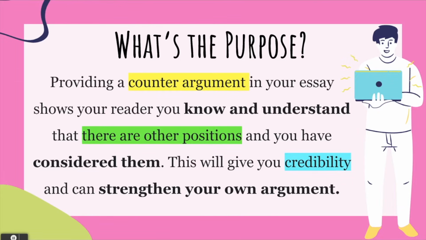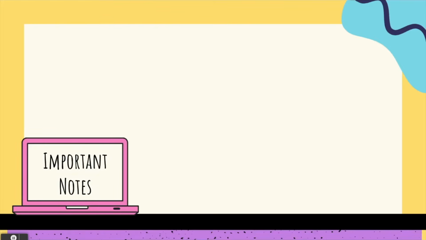What's the purpose? Why do we have to put someone else's argument? Isn't this all about your position? Well, providing a counter argument in your essay shows the reader you know and understand that there are other positions, and you have considered them. This will give you credibility, and it can strengthen your own argument because you can point out what the other side is saying and then say, yeah, but this is why they're wrong, or this is why my side is better, my opinion's better.